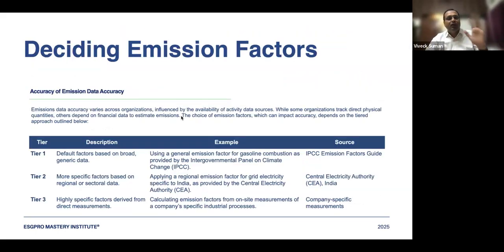Once you have that, the fourth step is finished. How to decide emission factor? Once you have collected the emission factor, there are different approaches for reporting, which we are going to learn tomorrow as well when we will be doing scope 3. There are 3 tiers of data you will always have in your life. Based on these tiers, your accuracy will be defined.